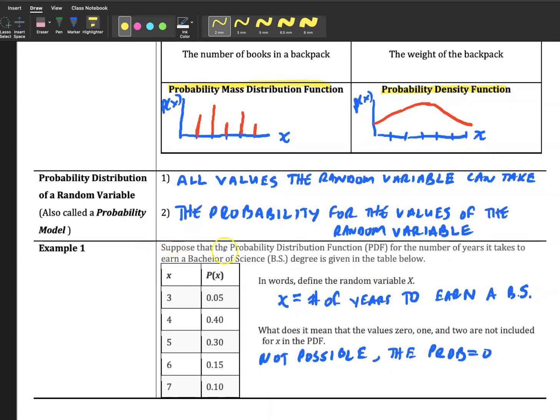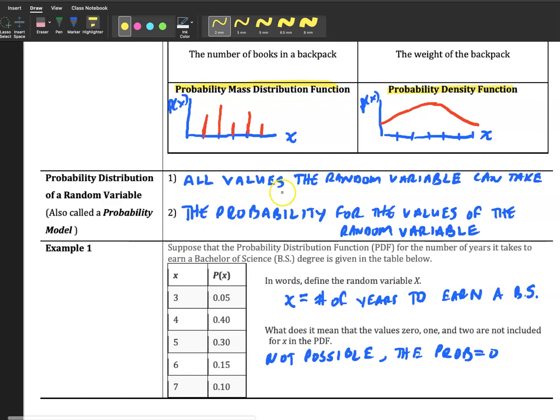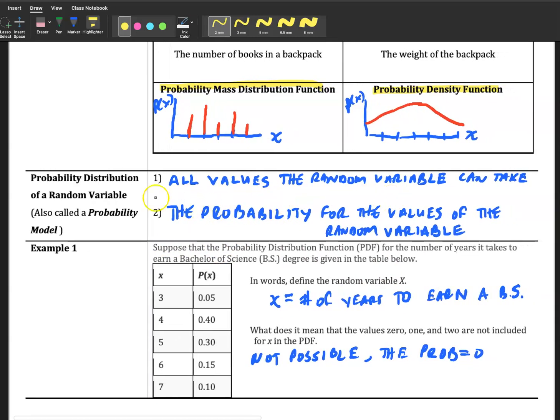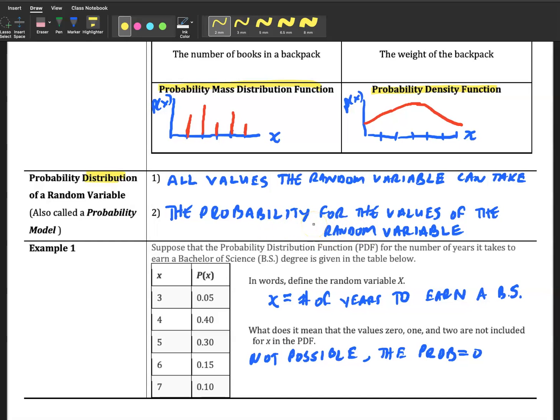We also call it a probability model. What we're looking at here is all the values the random variable can take when we think about a distribution, and how often. In this case, it's the probability for the values of the random variable. That's the idea of frequency, but as a proportion or a percentage.